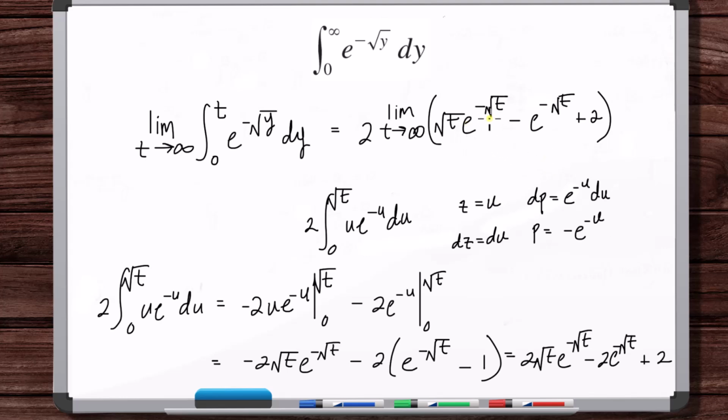As t approaches infinity, you have e to the minus infinity, that goes to 0. This goes to 0, so you're just left with, oh no, there's not a 2 here, this is a 1. So this goes to 1 as t goes to infinity. 1 times 2 is 2. So this converges to 2.